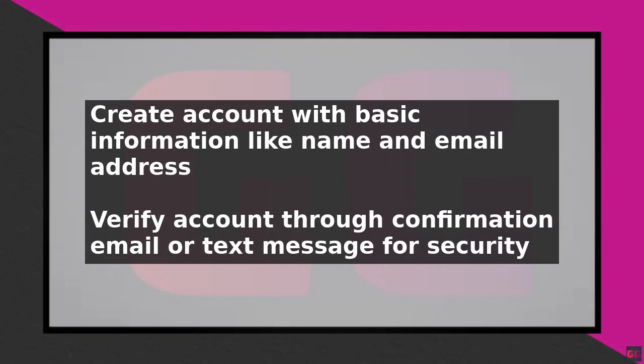After verifying your account, you can link your bank account or debit card to the app. This will allow you to add and withdraw funds from your Cash App account. To link your bank account or debit card, you will need to provide the account and routing numbers or the debit card number, expiration date, and security code.